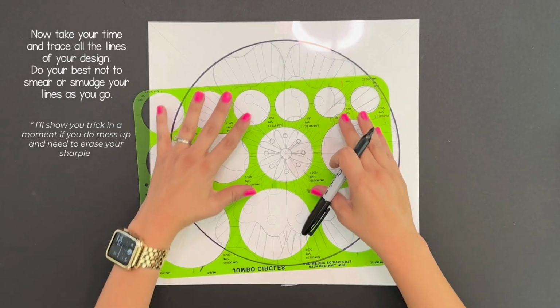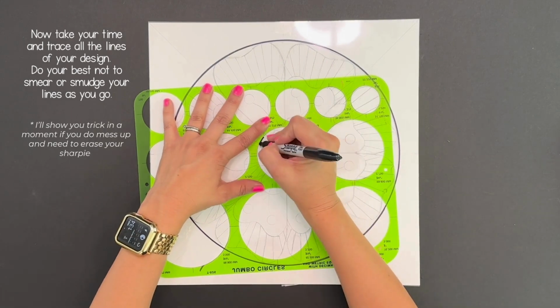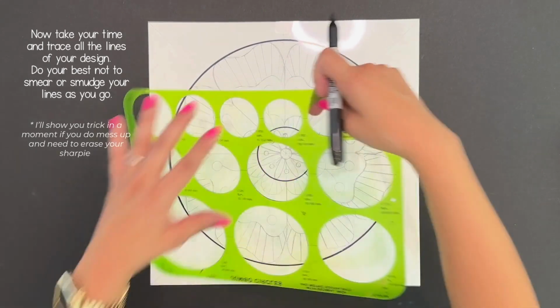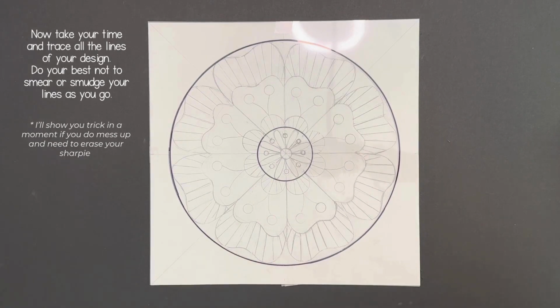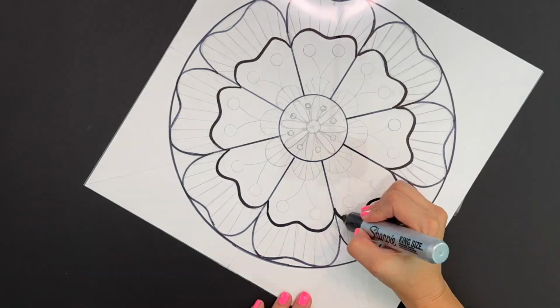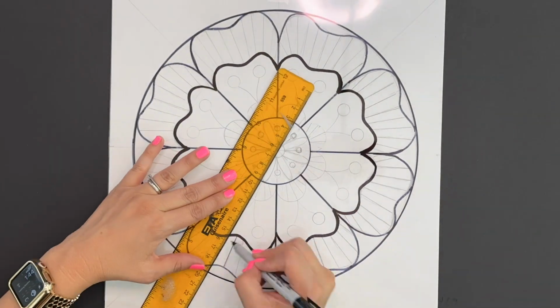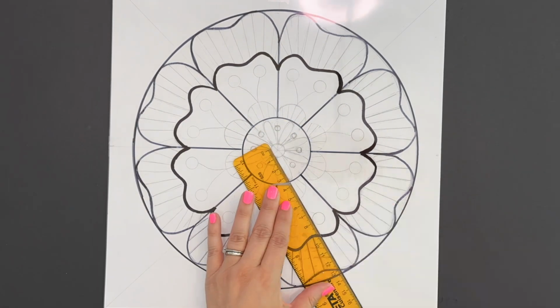As you begin to trace, take your time. Do your best not to smear or smudge your lines as you go. It's easier than you think. However, I will show you a trick to erase any mistakes you might make during your process.